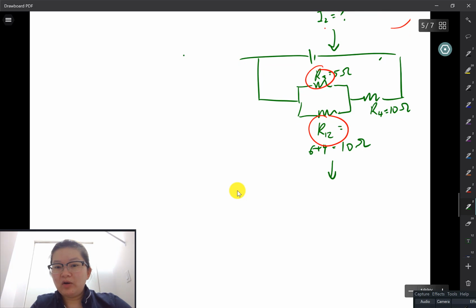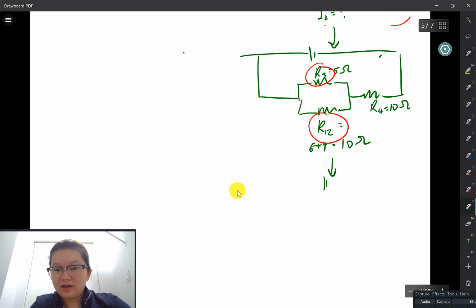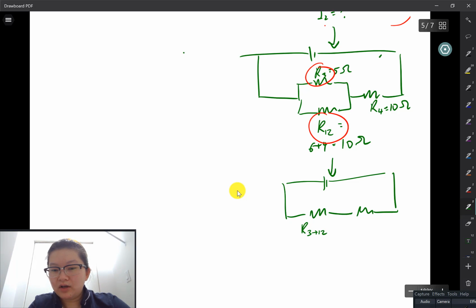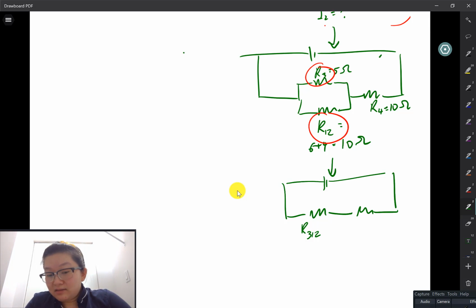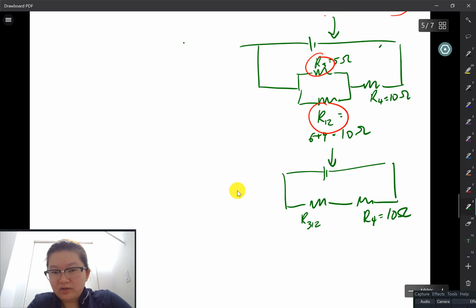We know that these two resistors are in parallel. So to combine them in parallel, we've got to use the parallel rule. I'll call this R3, 1, 2, the combined resistance of those resistors here. R4 is just sitting over here. That's 10 ohms. And I know for these two resistors in parallel, I need to add them this way.